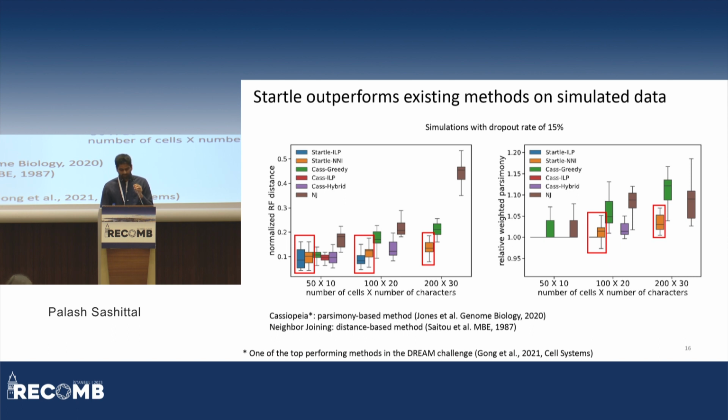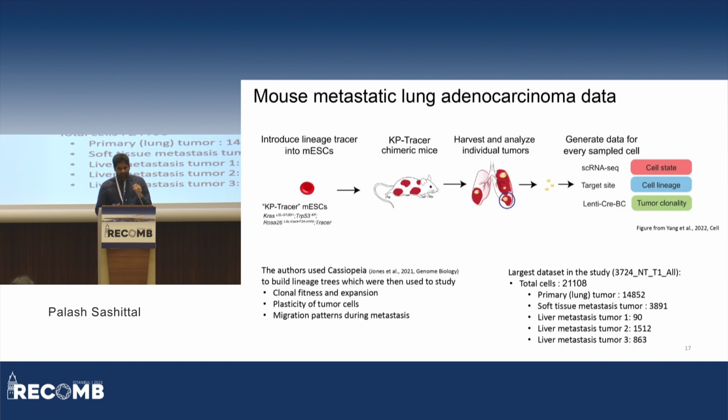And here, from left to right on the x-axis is increasing size of the input data. On the left plot, I'm showing the distance from the ground truth. And the right is how parsimonious the solution is. And we see that our method generates more accurate and parsimonious trees than existing methods. Then we use Startle to analyze a recently published mouse metastatic lung adenocarcinoma dataset.